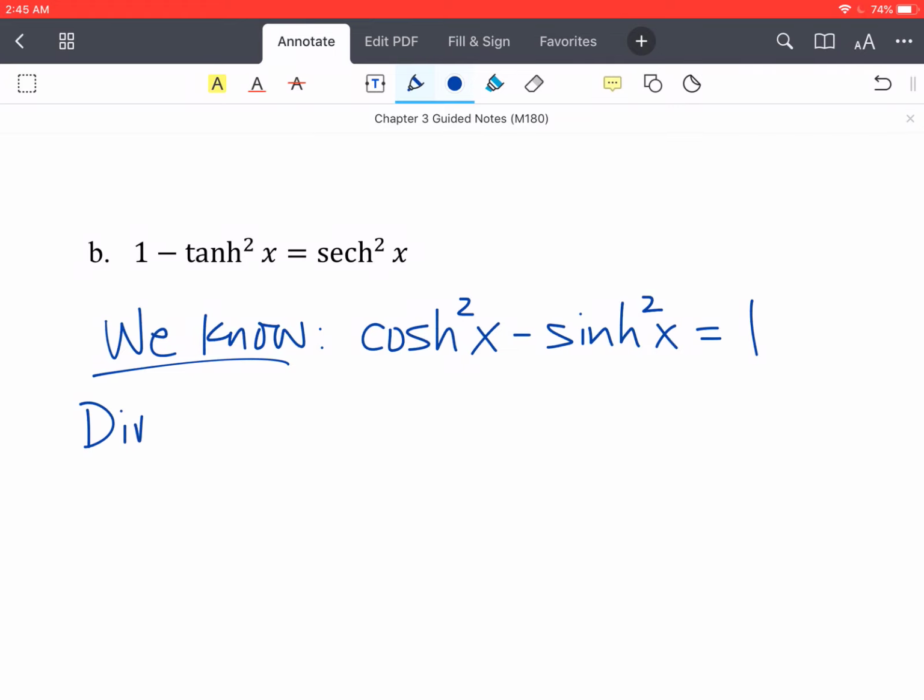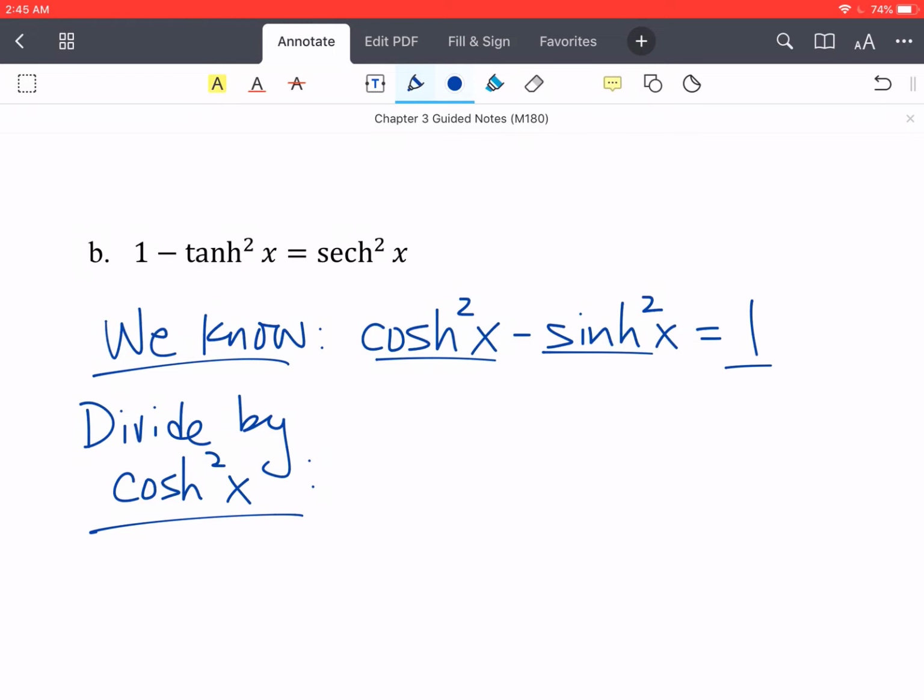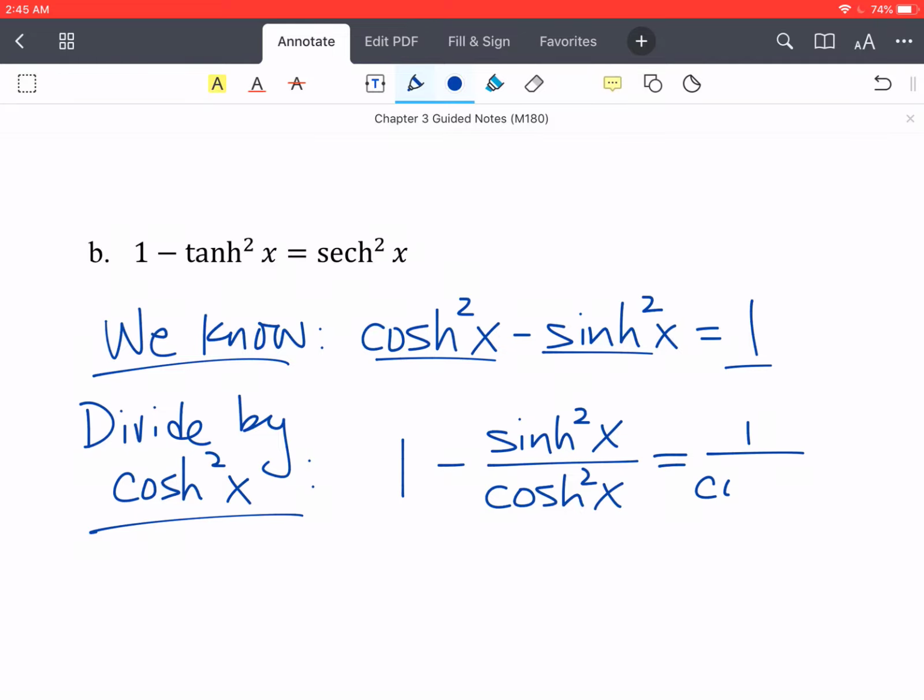And what we're going to do is divide by cosh squared. So we're going to divide everything in here by cosh squared, each of these terms. So that's going to be 1 minus sinh squared over cosh squared equals 1 over cosh squared.